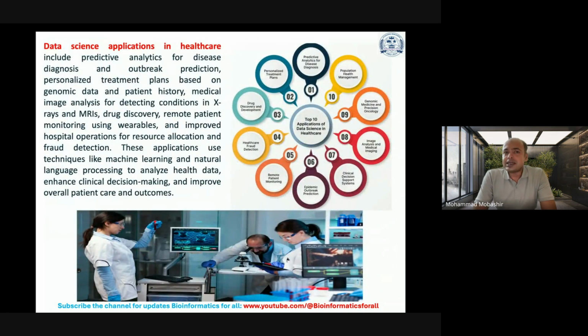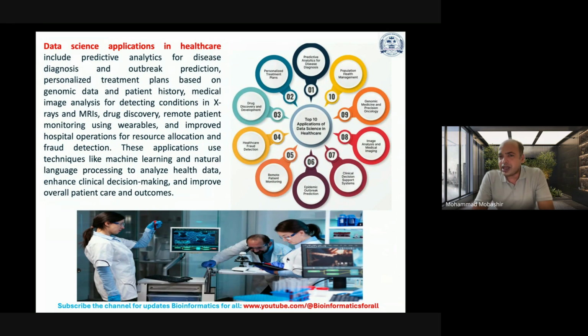Now, data science applications in health and care include predictive analytics for disease diagnosis and outbreak prediction, personalized treatment plans based on genomic data and patient history, medical image analysis for detecting conditions in X-rays and MRIs, drug discovery, remote patient monitoring using wearables, and improved hospital operations for resource allocation and fraud detection. These applications use techniques like machine learning and natural language processing, or NLP, to analyze health data, enhance clinical decision making, and improve overall patient care outcomes.